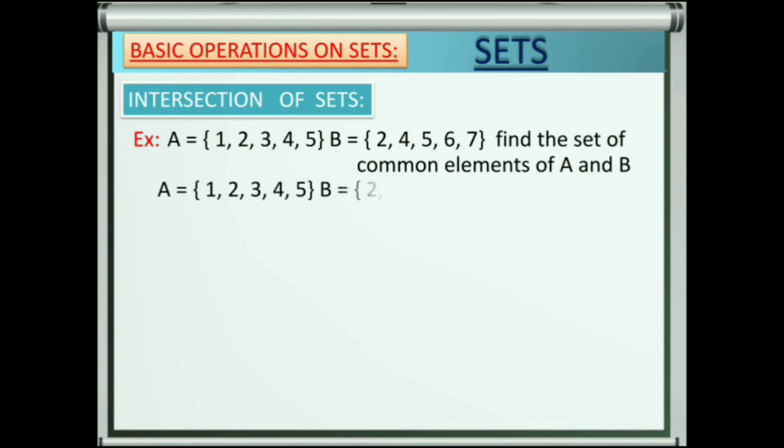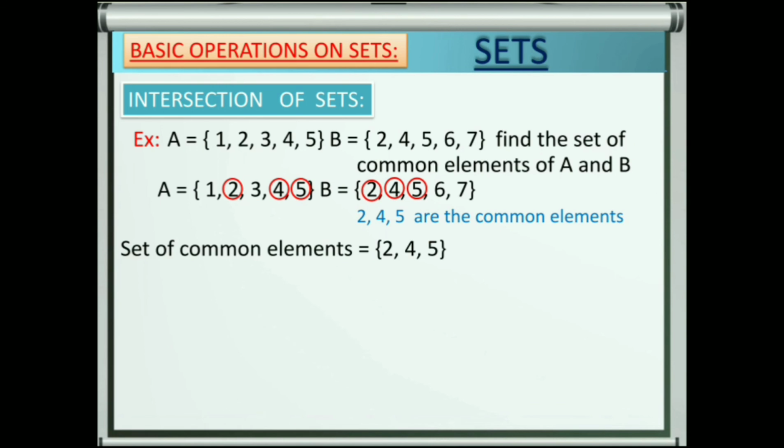So here the given sets are A and B. In these two sets, children observe what are the common elements here. Here 2, 4, 5 are the common elements. So what we find here is a set of common elements. So that's why I am writing like this: set of common elements is equal to {2, 4, 5}. So what we have done here, we made a set by using common elements of A and B.